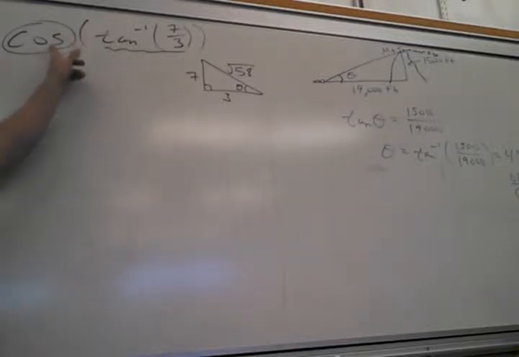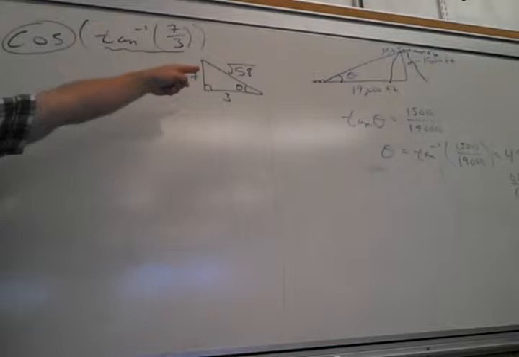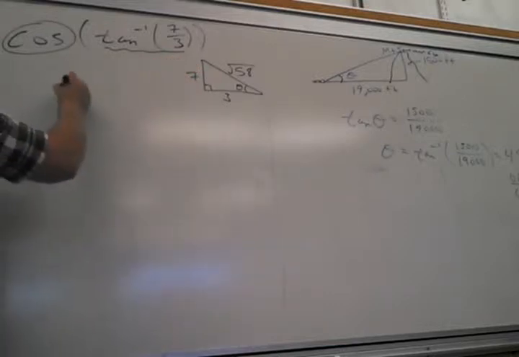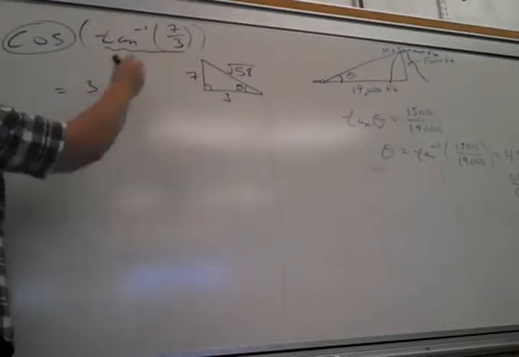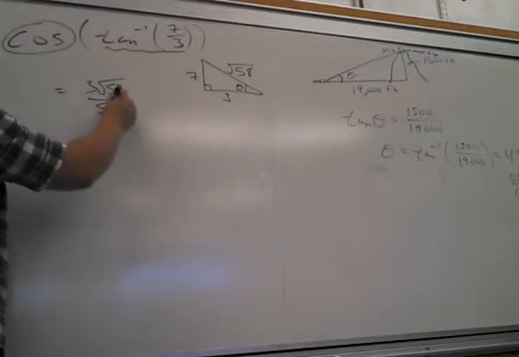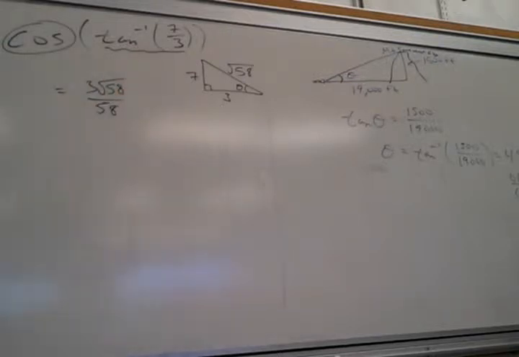And so what's the answer? What's the cosine of this angle, now that I have a nice visual of it? 3 rad 58 over 58. Yeah, good. 3 over rad 58, so it'll be 3 rad 58 over 58. I like it.